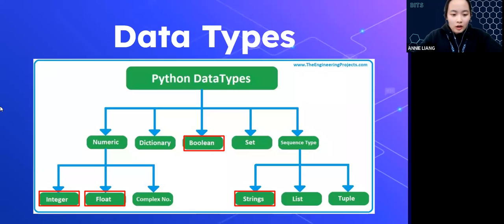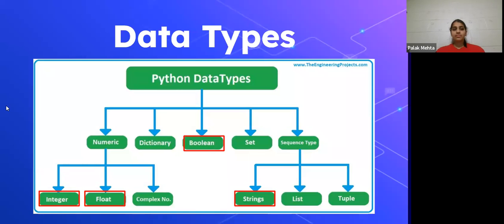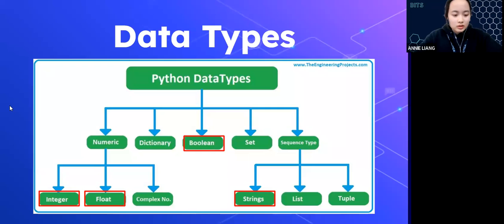But integers, floats, booleans, and strings are very common. So we'll definitely go over that. And then later on, we'll go on to other more complex data types that are built on the pre-existing ones.